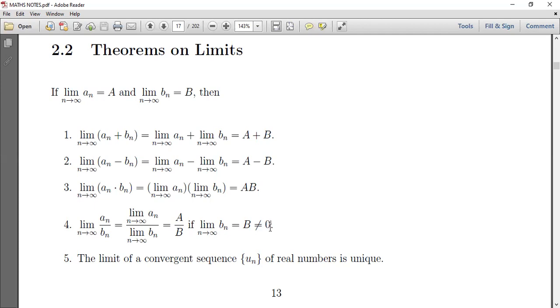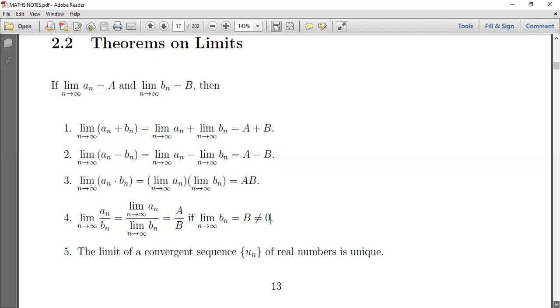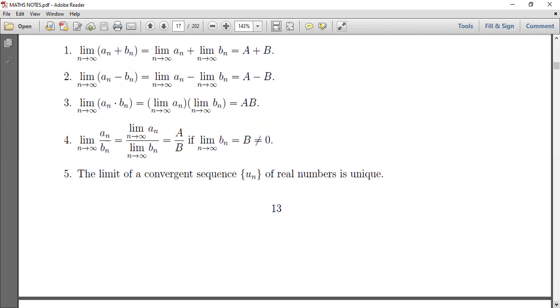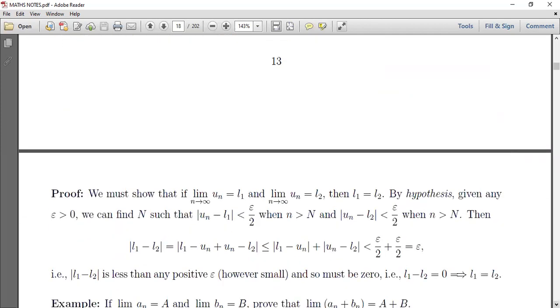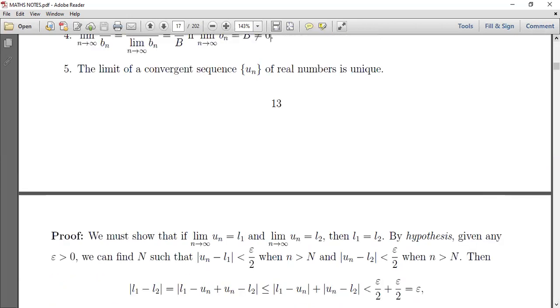So which means using this theorem, we are able to find limits of a sum of some limits.